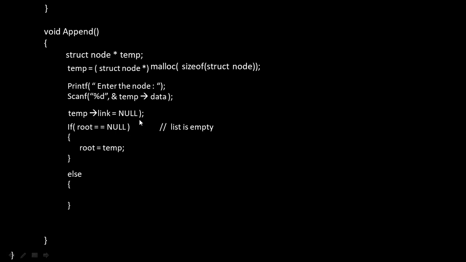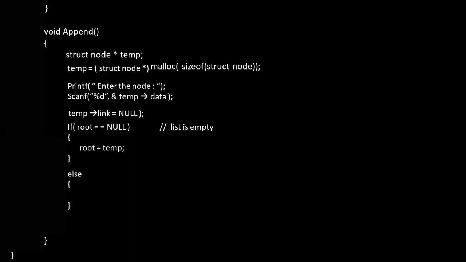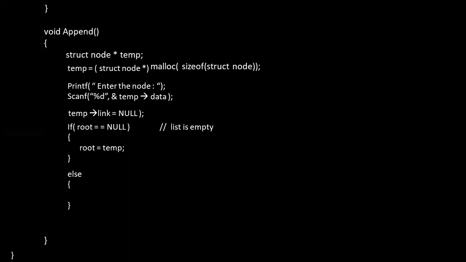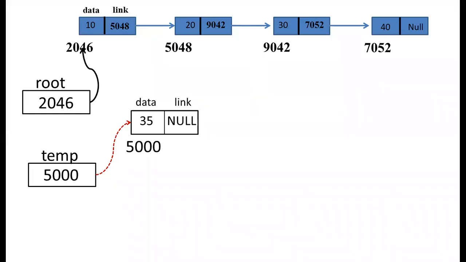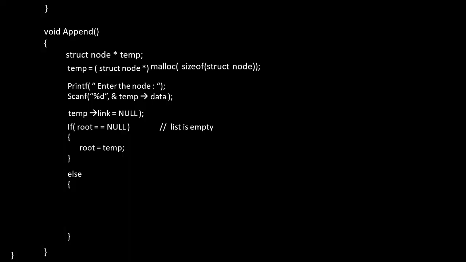So now one more node got created. After assigning the null value into temp->link, we have to check whether the root is equal to null or not. Here the root is not equal to null. The root value is 2046, which is not equal to null. So here the else block will get executed.